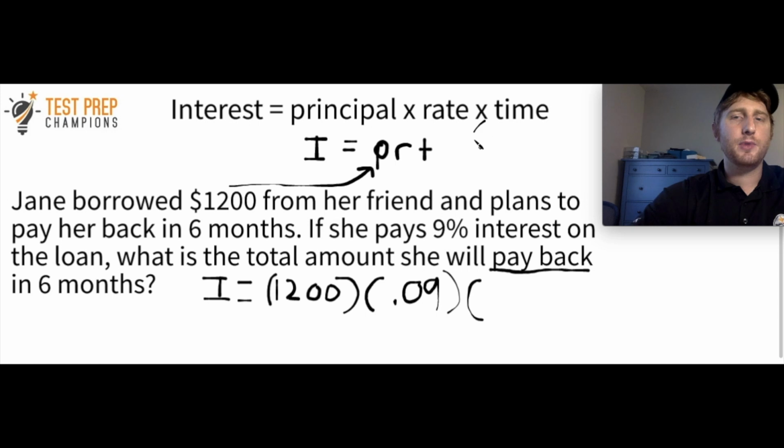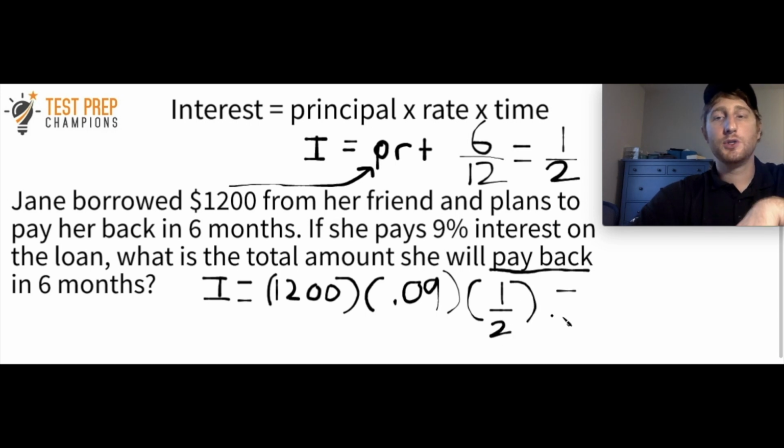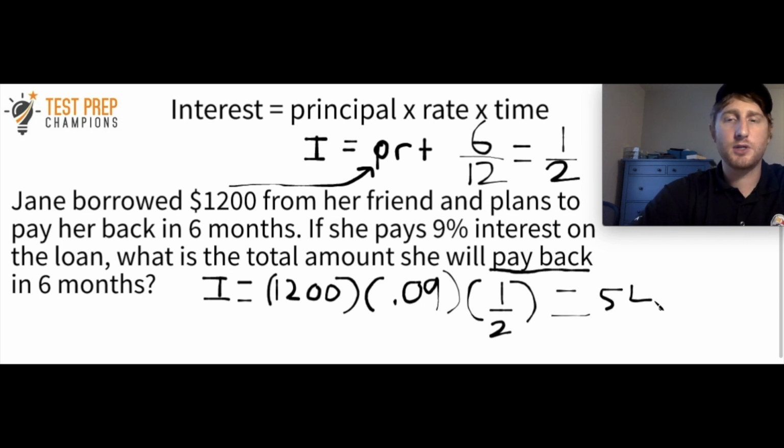And so for the time, it's 6 months. So for the time, we're going to do 6 over 12 because it's 6 months. And to simplify this down, 6 divided by 6 is 1, and 12 divided by 6 is 2. So half would be the simplest form of the fraction that needs to go into the formula for t. So let's run this in the calculator or phone calculator, whatever you're using today. And so I get 54, but 54 isn't the answer to the question.